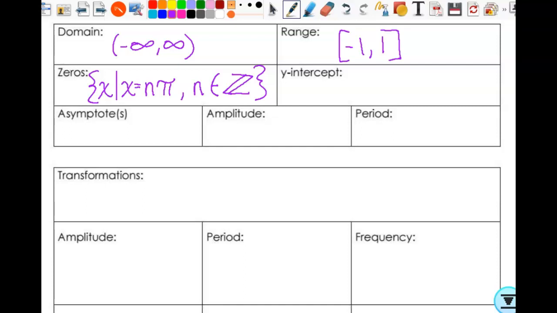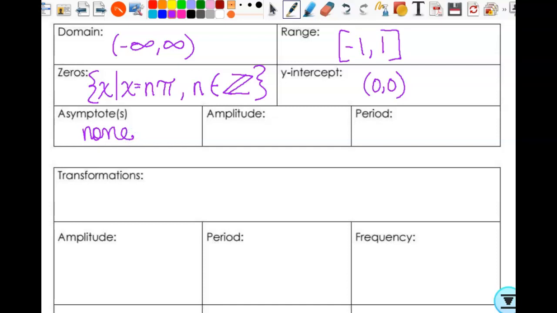All right. What is my y-intercept? 0, 0. Intercept is always written as an ordered pair, right? Do I have any asymptotes? No. No asymptotes, so it's none.